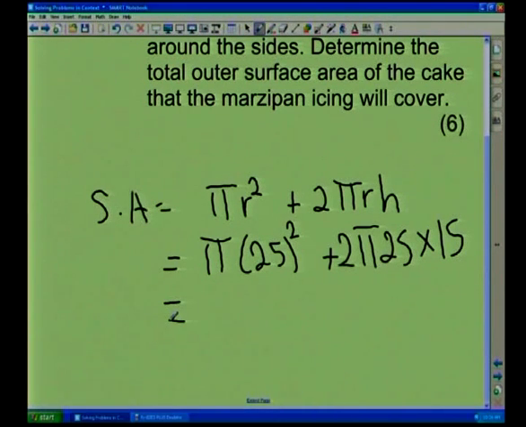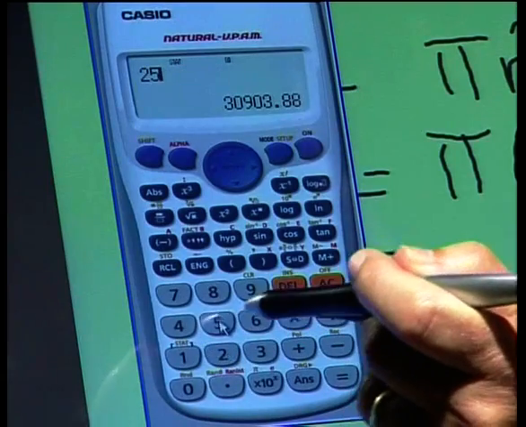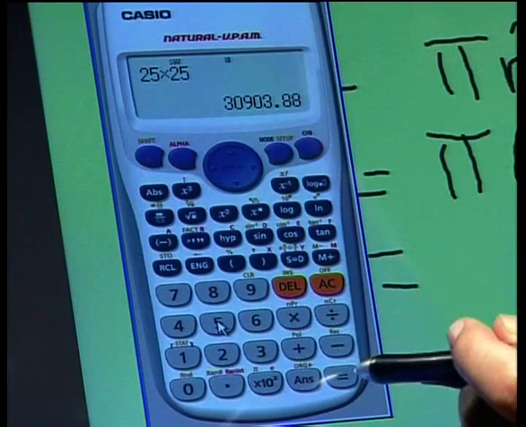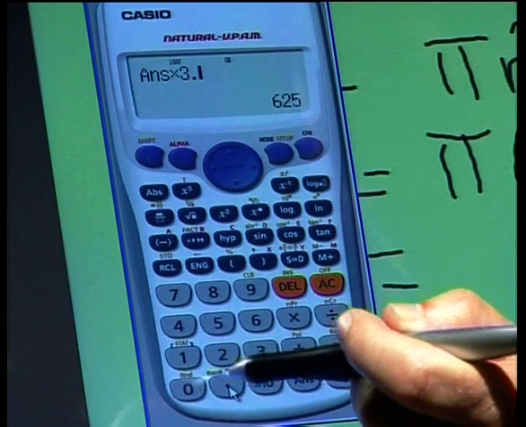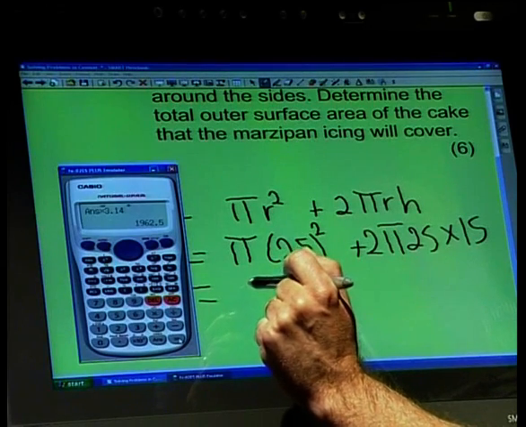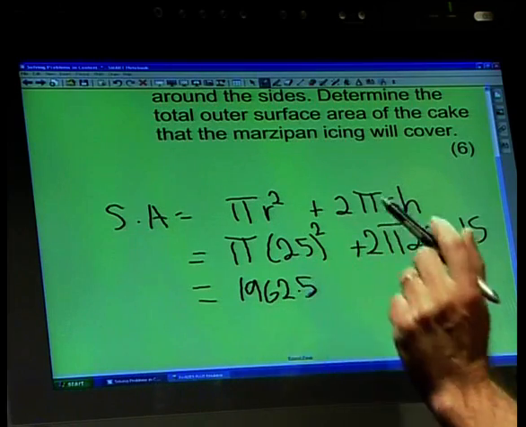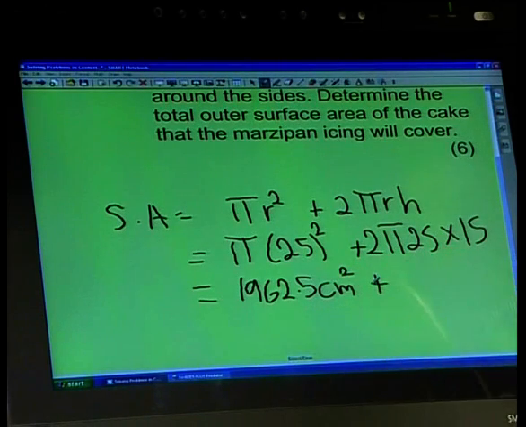Doing this calculation on the calculator, we've got 25 squared. I'm just going to multiply by 25 again, and multiplied by 3.14. That part gives us a total of 1,962.5. Now, what are the units for area? Centimeters squared. There we go.